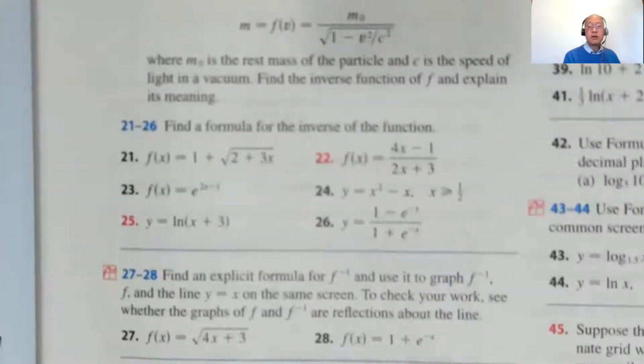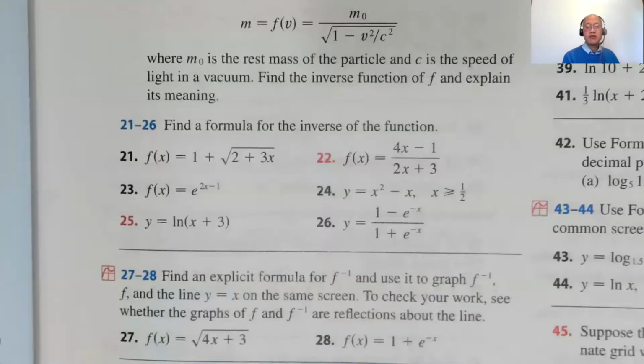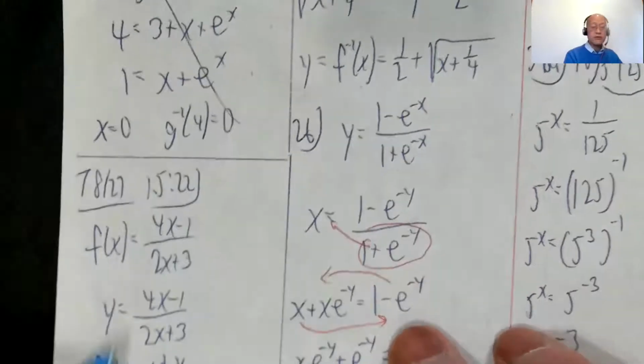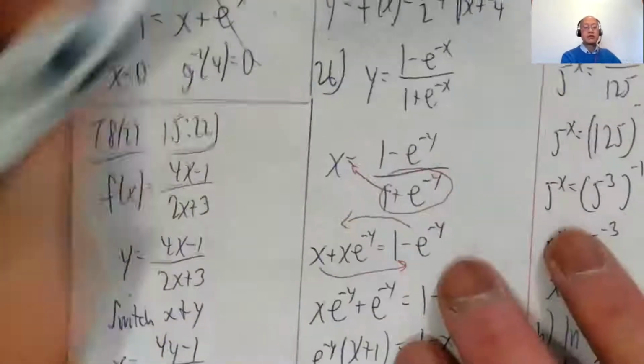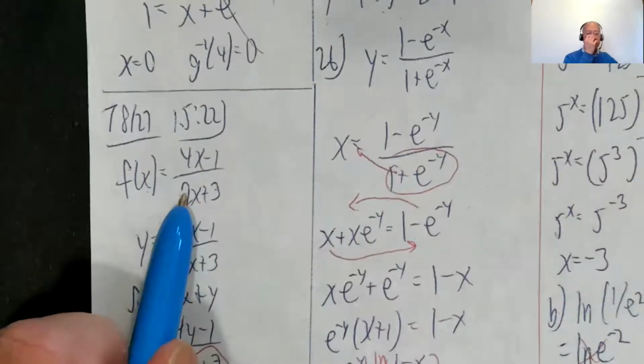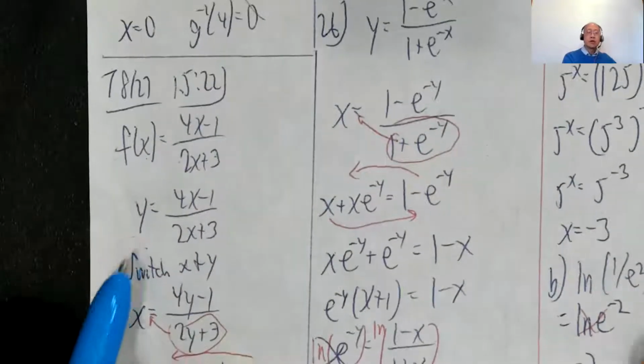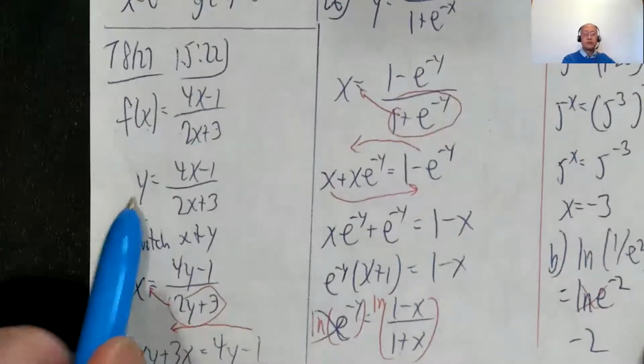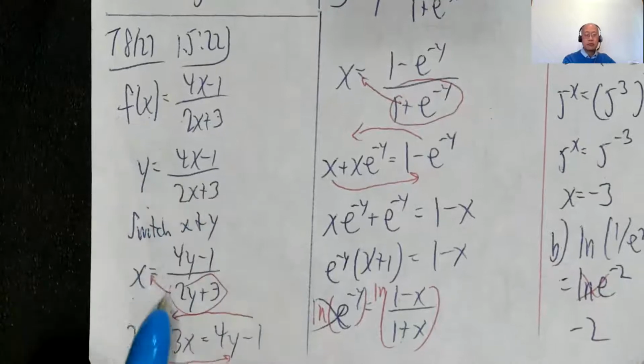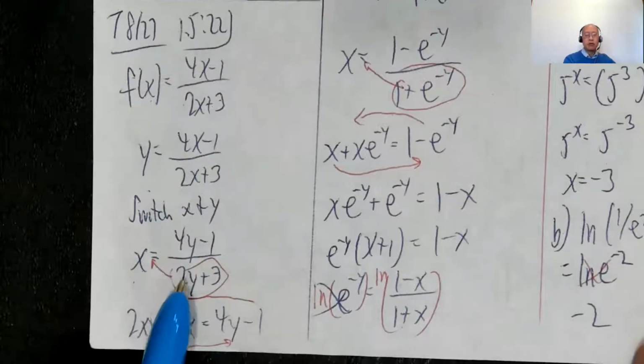Okay, now 21 to 26, find the inverse of the function. Okay. Finding the inverse of the function. 22, f of x is 4x minus 1 over 2x plus 3. Call this y. Switch x and y. Everywhere you see y, put x. Everywhere you see x, put y. And then solve for y.